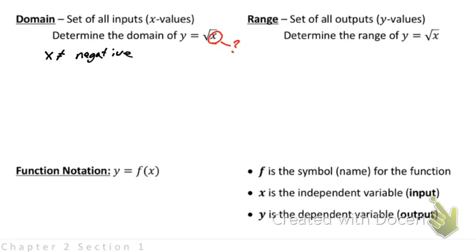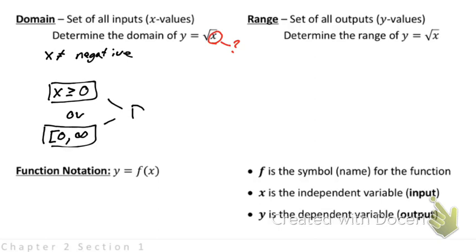Since x can't be negative, it can either be 0 or higher. So we can say x needs to be bigger than or equal to 0. That's one way to put our domain. Or we can write it as 0 to infinity. Both would be examples of our domain. Domain is what numbers I can plug in for x and still get a real answer out.